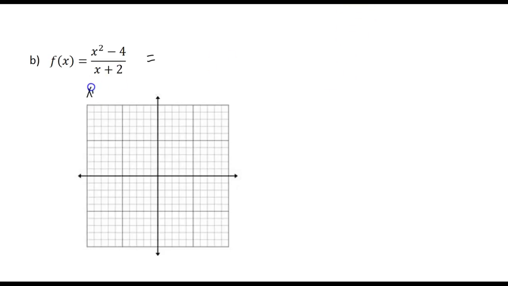Because if I set x plus 2 equal to 0, I get that x would be equal to negative 2. So we know we've got a discontinuity at x equals negative 2. We just need to figure out what kind it is.